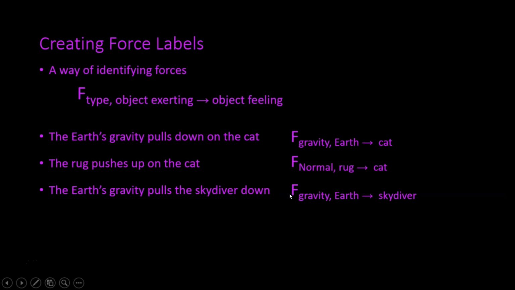Moving on to the skydiver picture, we had the Earth's gravity pulling the skydiver down, and that label would be F and subscript gravity, Earth exerting the force on the skydiver, and finally the air pushing up on the parachute. That's a drag force, and it's the air pushing up on the parachute. So this is how we label our forces, and it's just a way of identifying them.